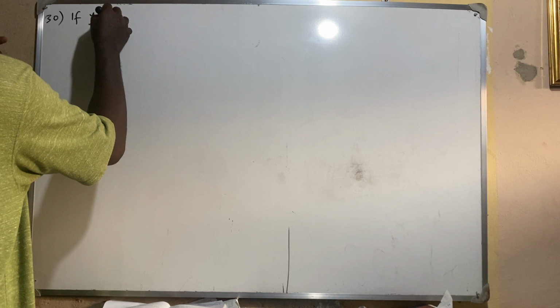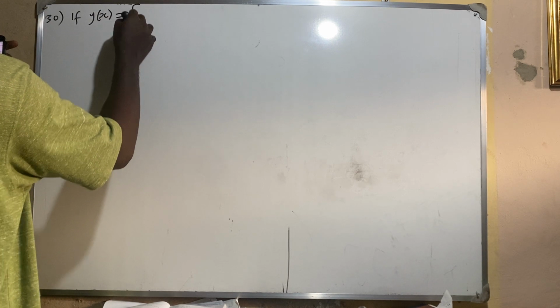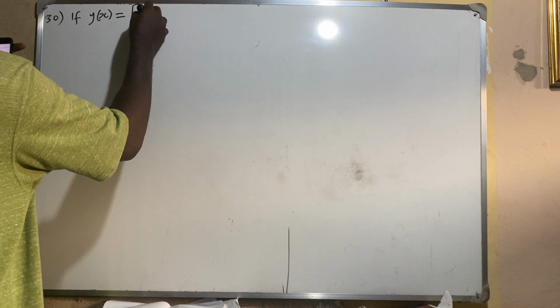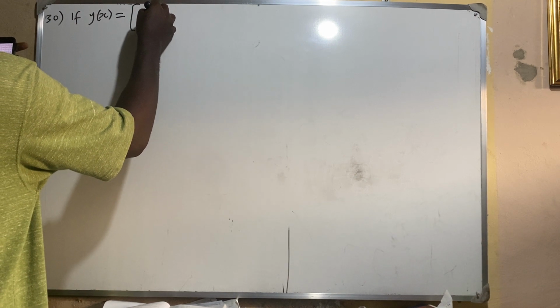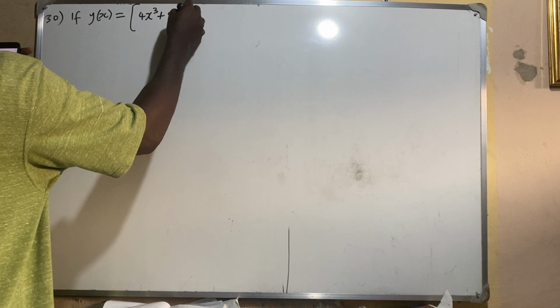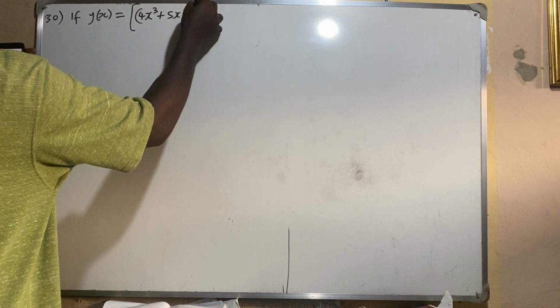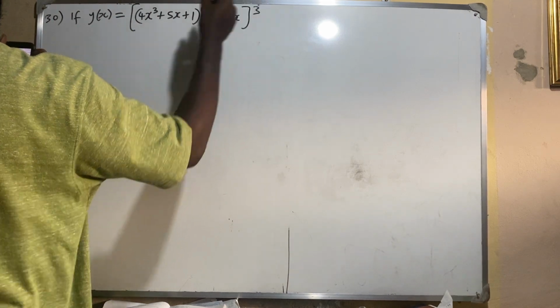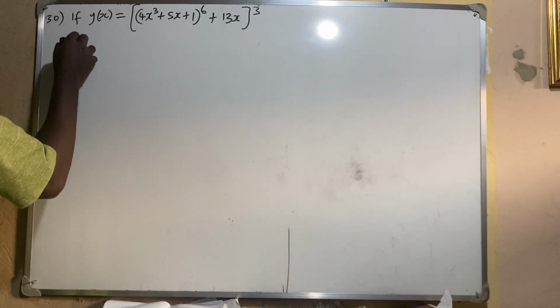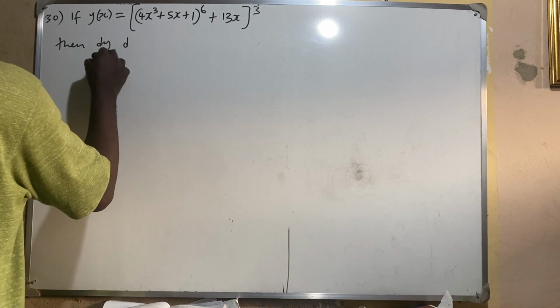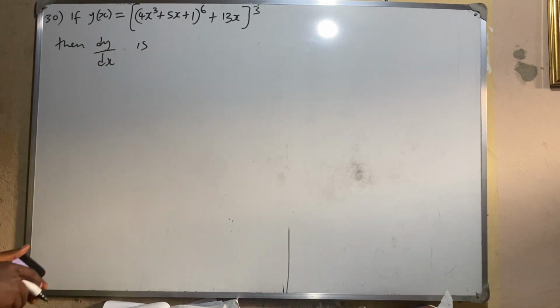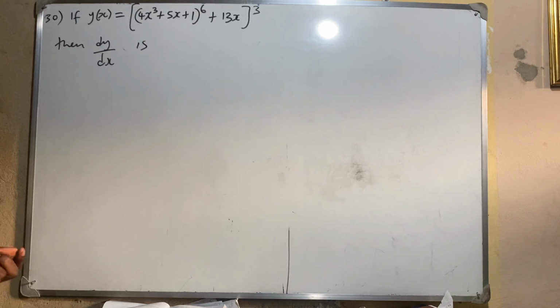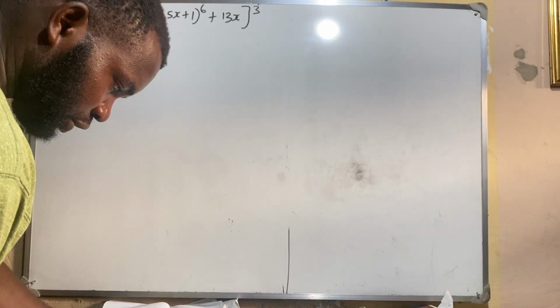So question number 30 says that if y of x is equal to (4x raised to the power 3 plus 5x plus 1) raised to the power 6, plus (13x) raised to the power 3, then dy over dx is dash. Now this is a higher degree of function of a function. The higher degree of function of a function.